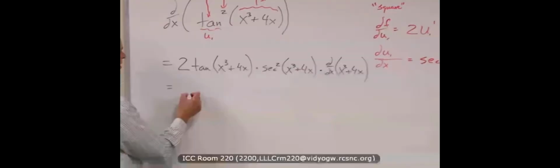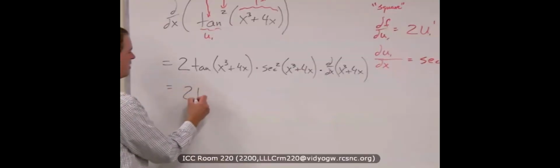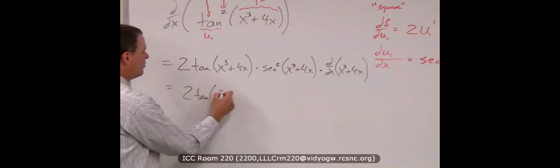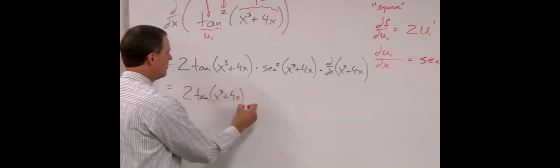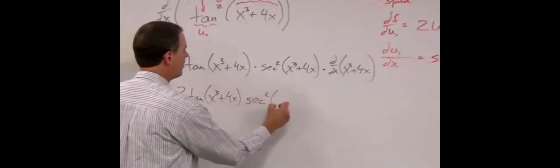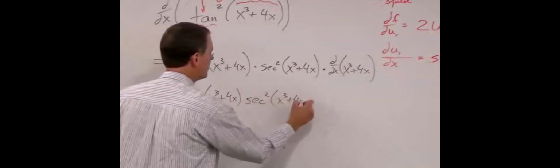So this becomes 2 times tangent of x cubed plus 4x times secant squared of x cubed plus 4x. And that becomes just simple power rule, 3x squared plus 4. Okay, I don't get it. Here's the derivative of a 3-level chain involving tangent.